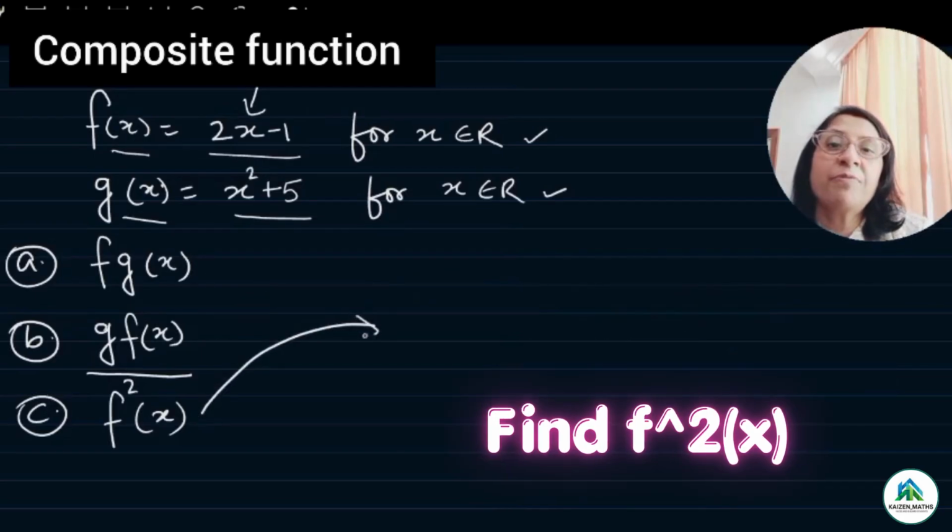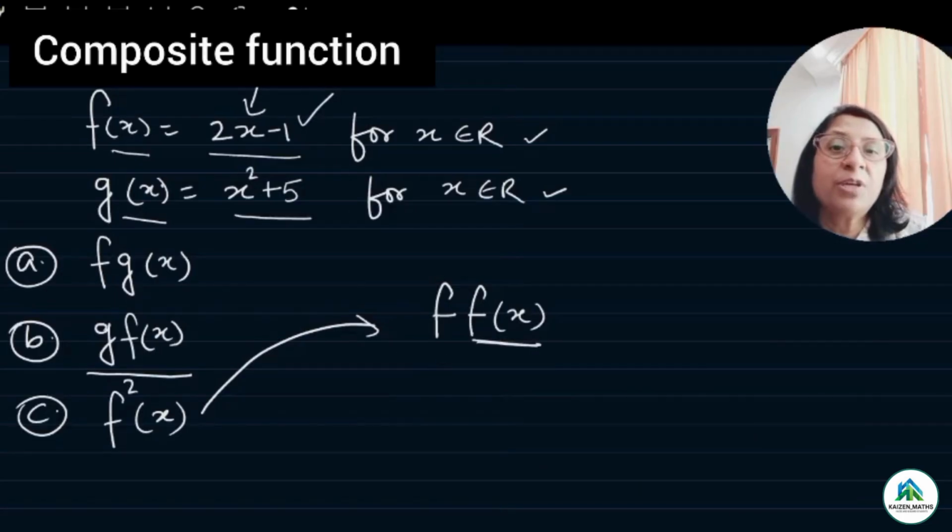Okay, now come to f square x. Right? So now we will see that f square x. F square x is f of f of x, right? So at the place of the inner x, we will write 2x minus 1. So here we have f of 2x minus 1, right?